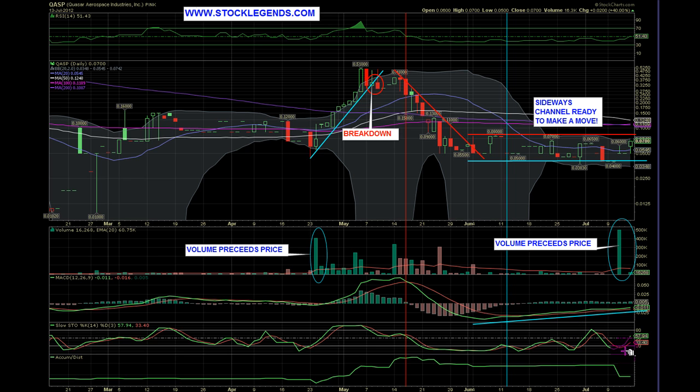So also we have the STO crossing up. That can be a short-term bullish sign as well. So that's another positive indicator.